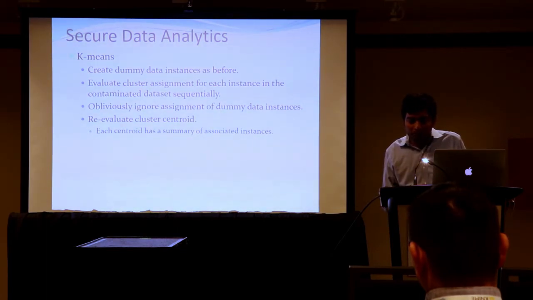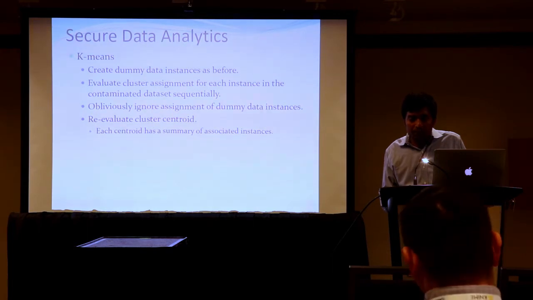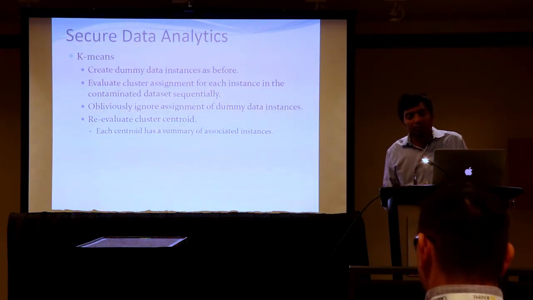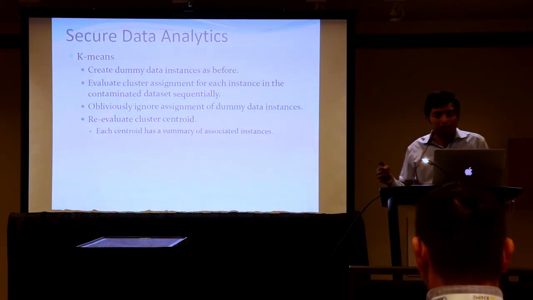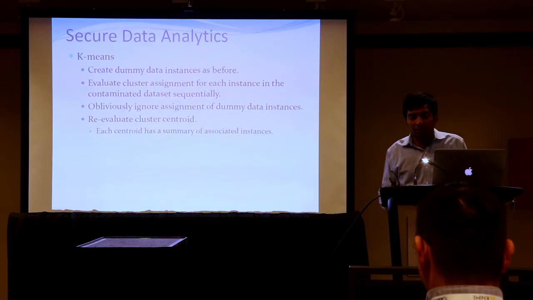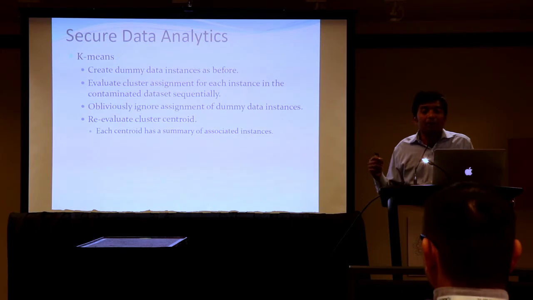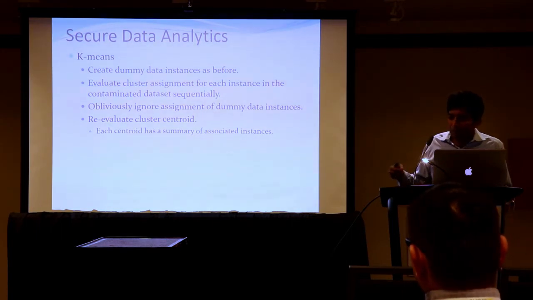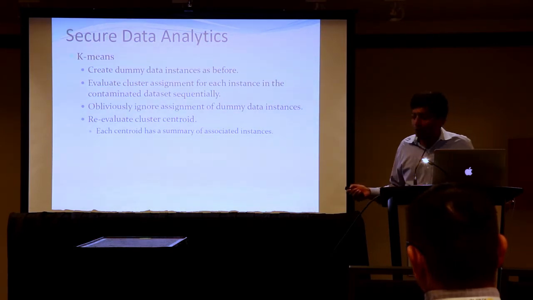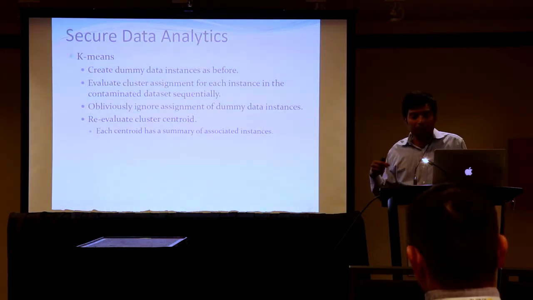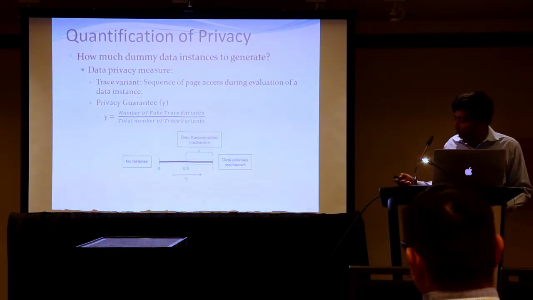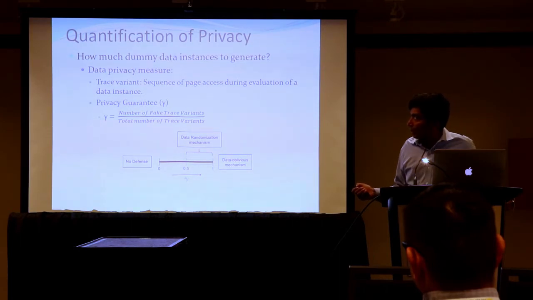It has two steps. After initialization, in each iteration there will be a membership determination, which cluster it belongs to, for the test instance, I mean that data point, and there is no test instance here. And then update the centroid. So for the membership determination, the dummy data will be used, but for updating the centroid, we ignore the dummy data points. And the author showed here a data privacy guarantee.